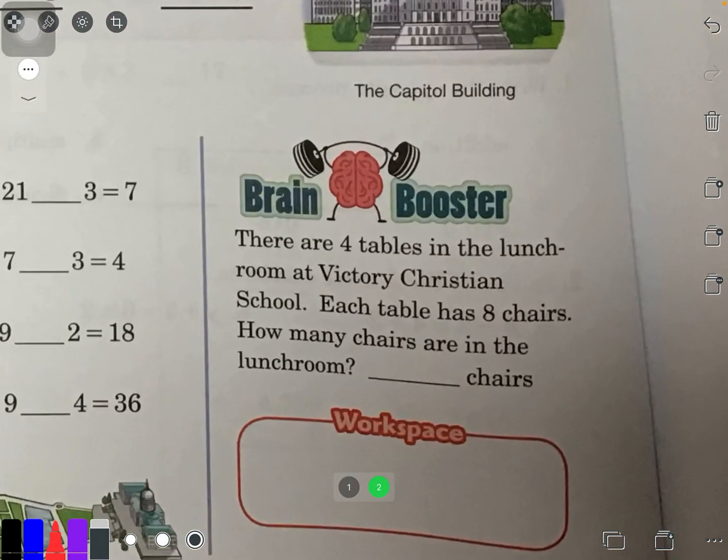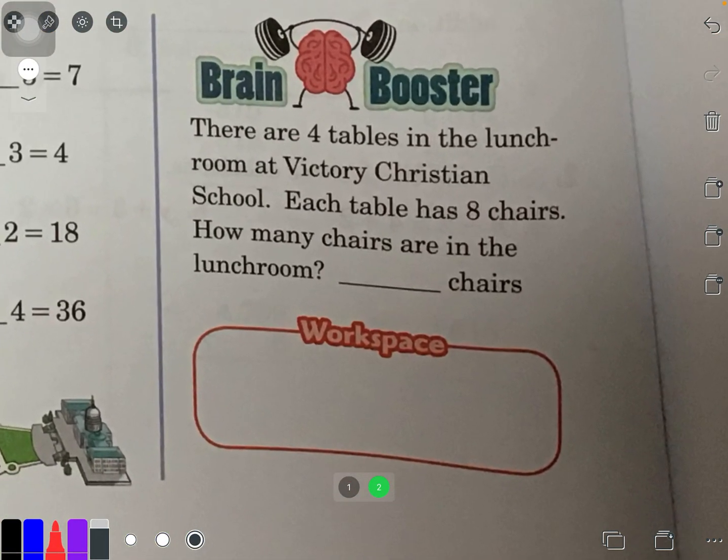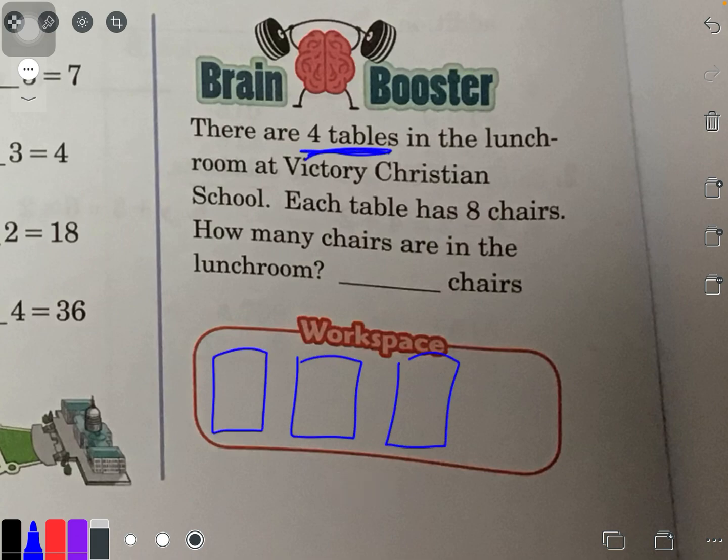Let's do the brain booster. There are 4 tables in the lunchroom at Victory Christian School. Each table has 8 chairs. All right, I'm going to draw this out. I'm going to draw 4 tables. Okay, 1, 2, 3, 4. Those are my 4 tables. You can draw that too. If you want to pause the video to draw it, that's cool.